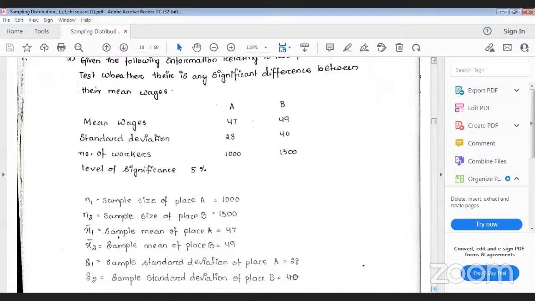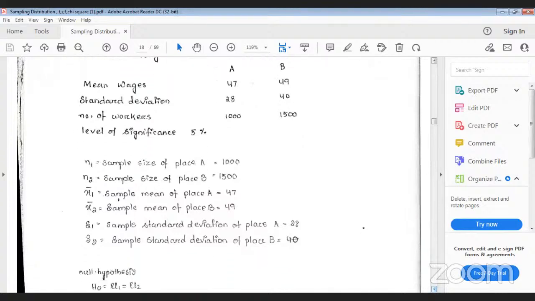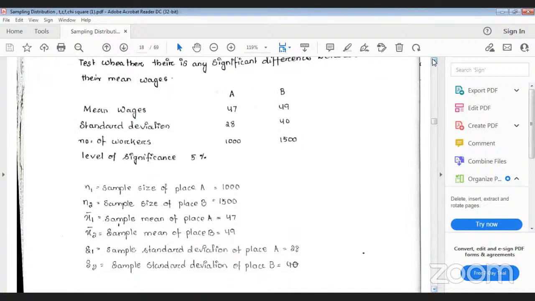Directly, since there are two populations, the formula of Z test for 2 means will be applied. And why is it a Z test? Because the sample size is greater than 30, and the other is also greater than 30.